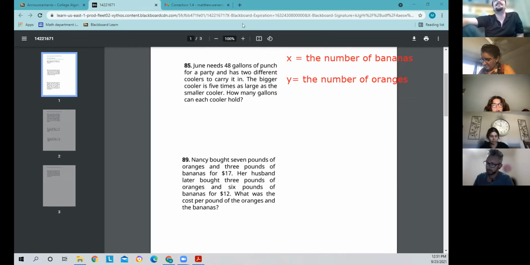Okay. And then I look at the sentence. Nancy bought 7 pounds of oranges, 3 pounds of bananas, and it was for 17. So how do I write that? Translating English to math. 7y plus 3x equals 17. Absolutely.